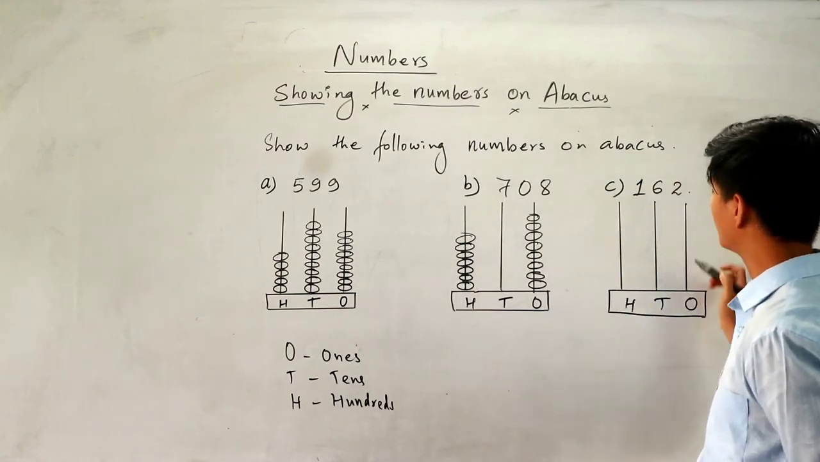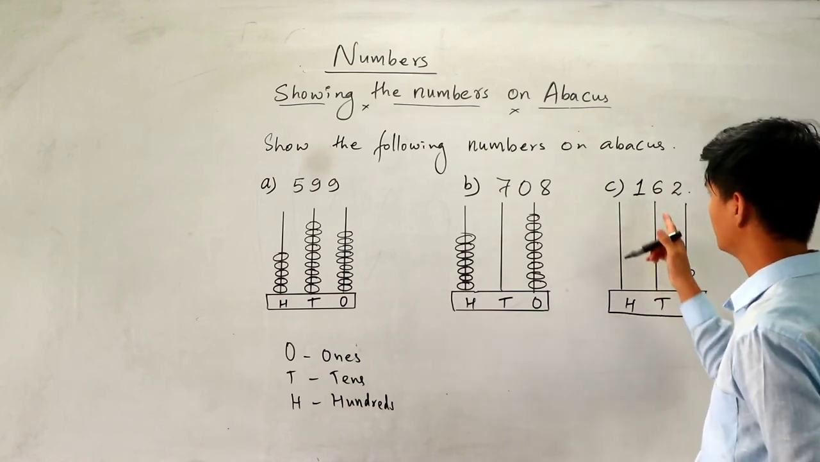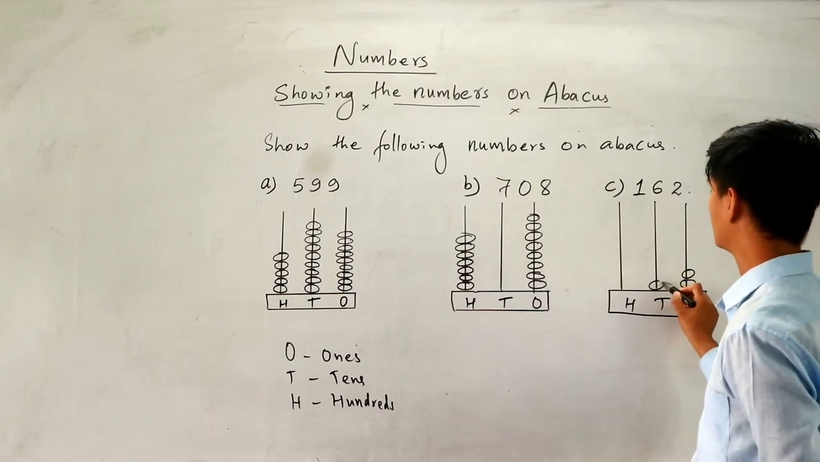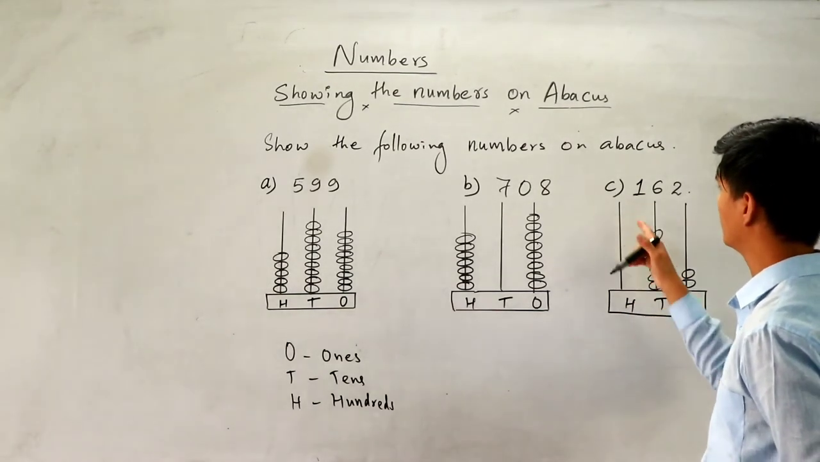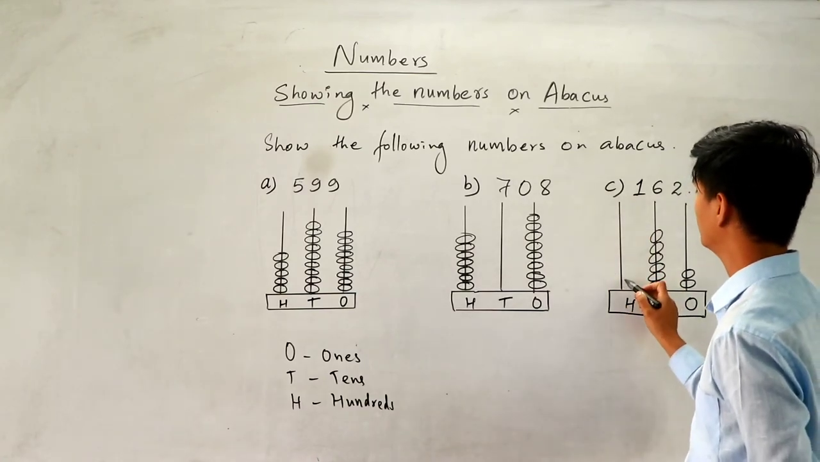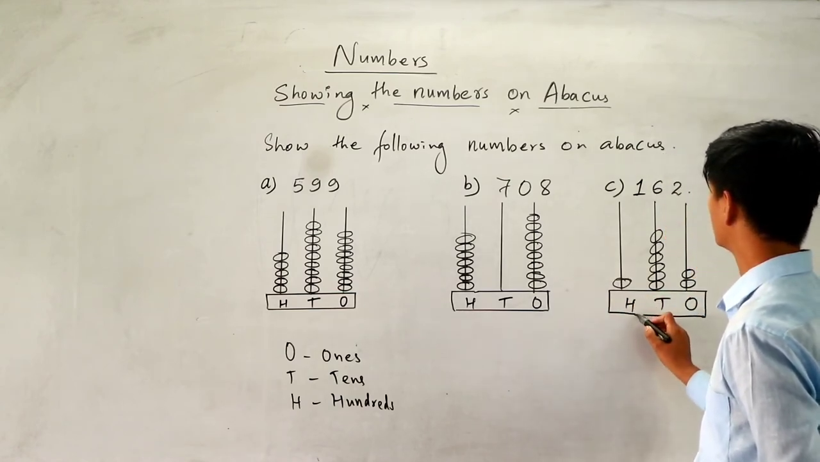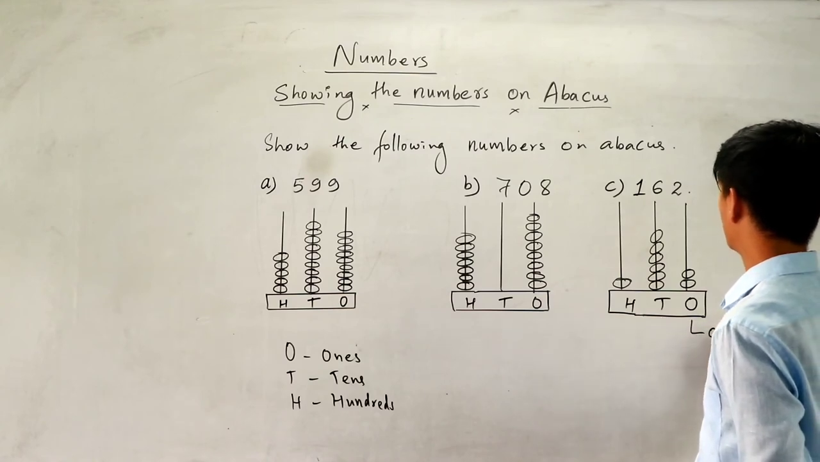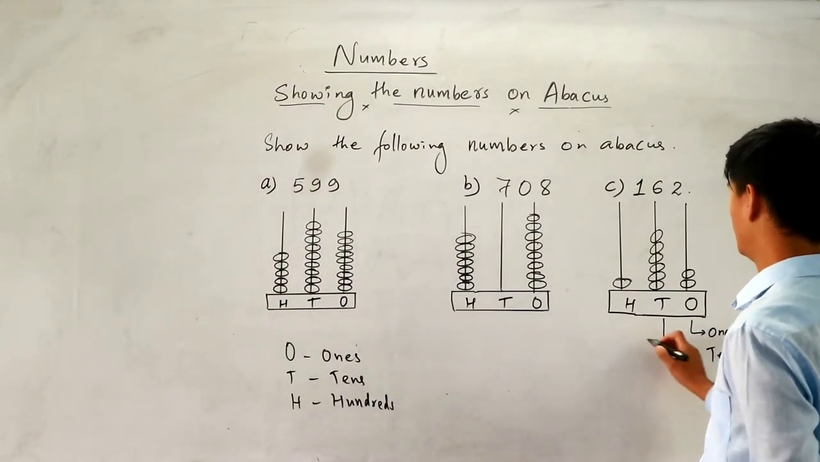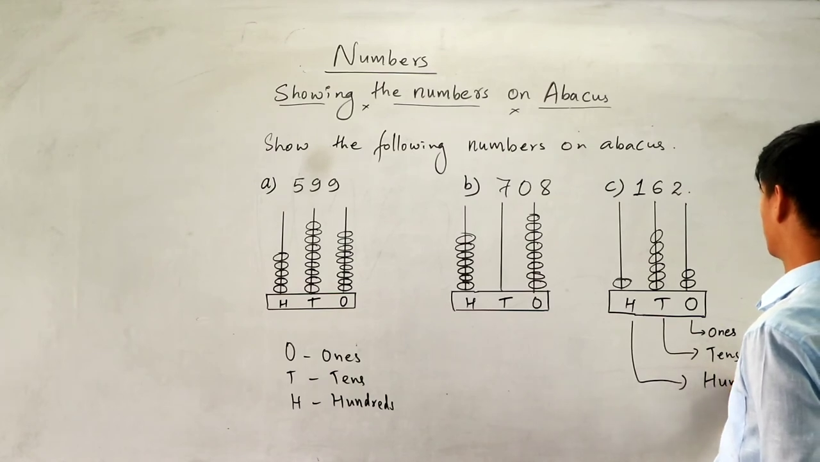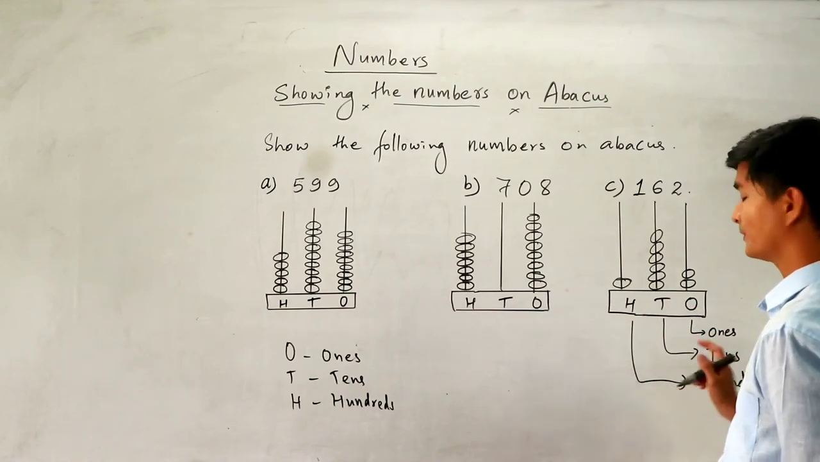In one place we have 2, so put here 2 bits: 1, 2. And in 10 place we have got 6, so 6 bits: 1, 2, 3, 4, 5, 6. Now in 100 place we have only 1 bit, so give here only 1 bit like this. Okay, so it is done. This one is ones, as I've already written here. This one is tens, and this one is hundreds.